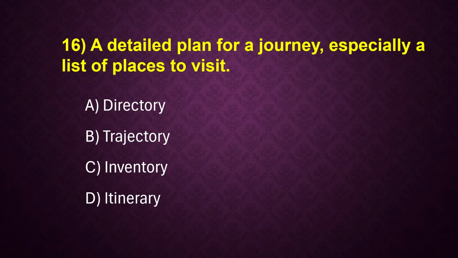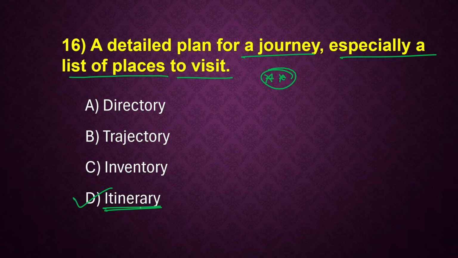Next, a detailed plan for a journey, especially a list of places to visit. So now tell me the correct answer. What is the correct option? Here the correct answer is option D, and that is itinerary. An itinerary is a planned schedule of a journey that lists travel dates, destinations, activities, and places to visit.